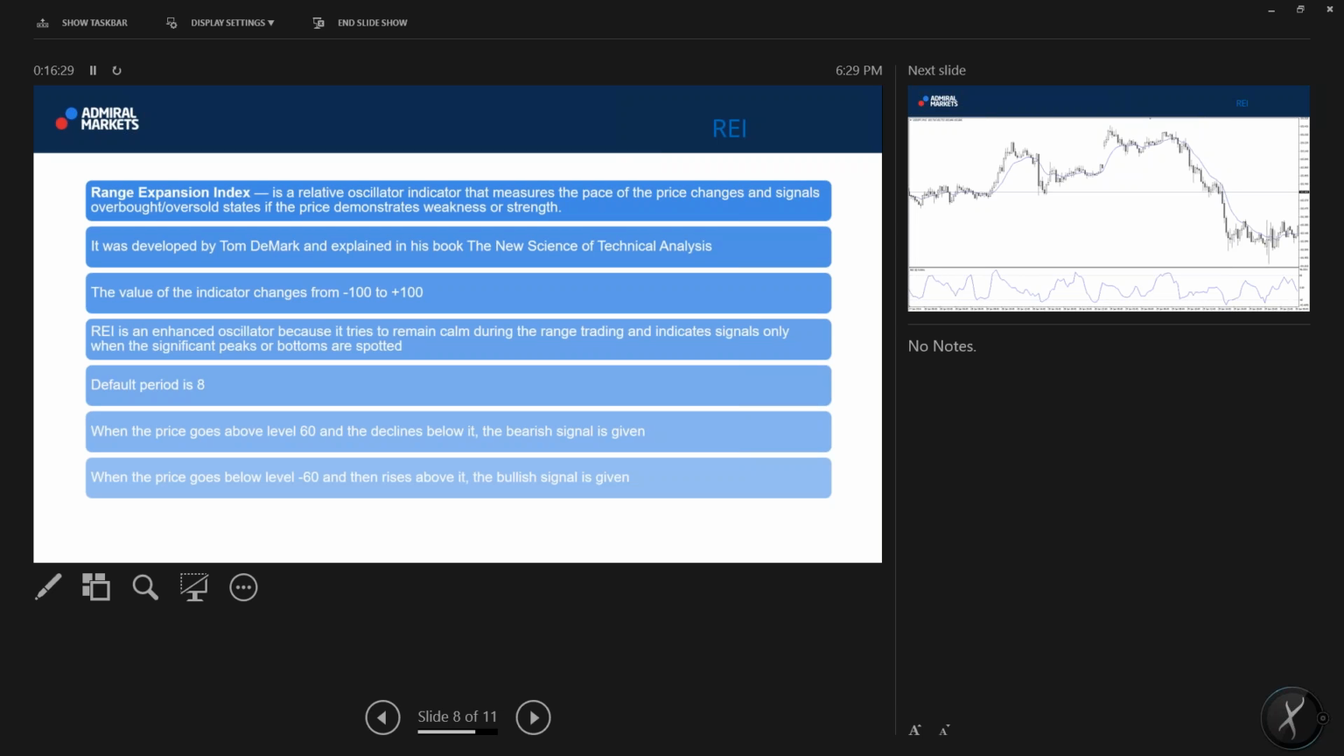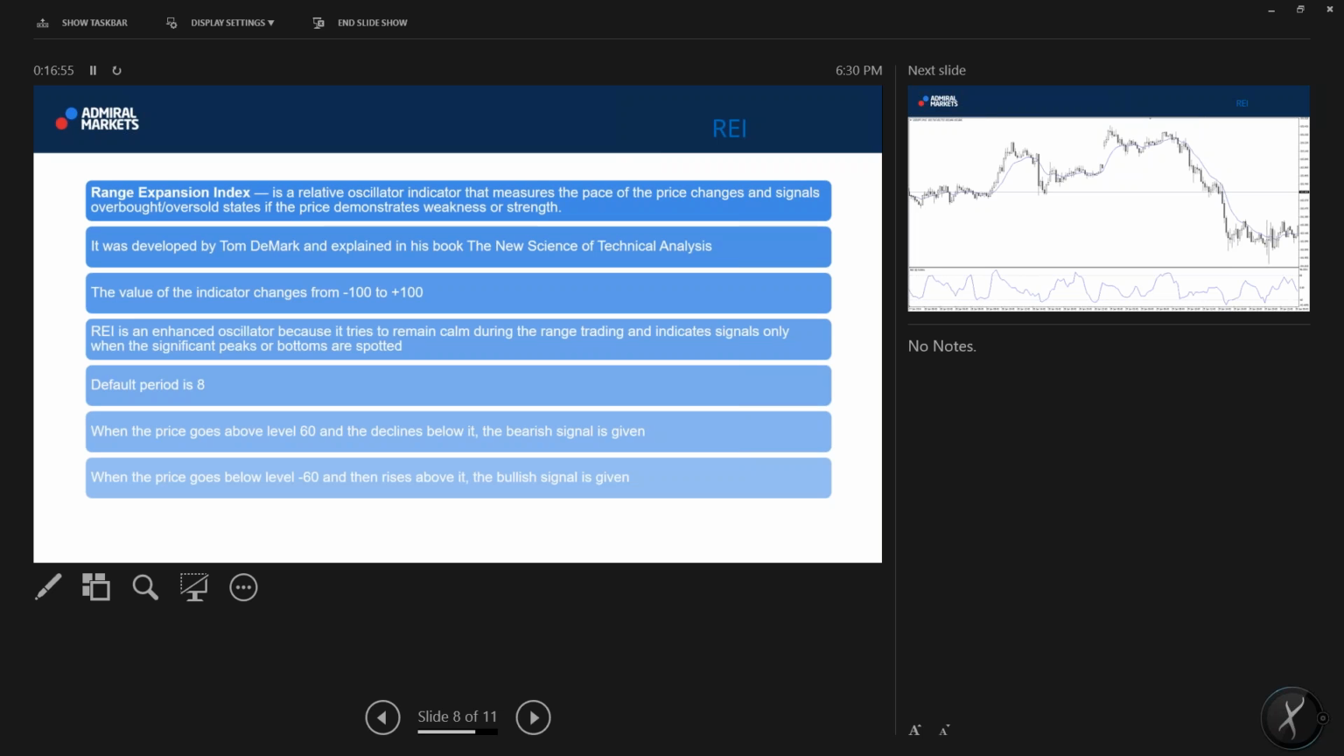That calculation is incorporated into the indicator itself, so it's not similar to stochastic. It might actually resemble a stochastic because all oscillators are more or less the same, but the thing is, it's different from stochastic, and you should not confuse it with other indicators. Default period is 8.